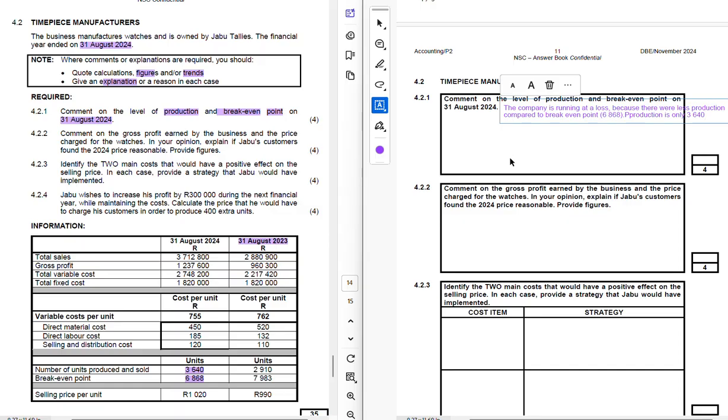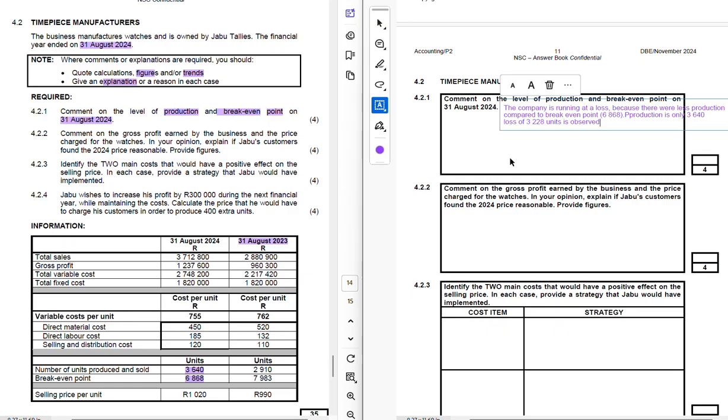And because this is 4 marks, that means you need 2 explanations. The first explanation would explain that we produced less than what we require. Now you have to talk about the loss and the improvement. We are going to make a loss of the difference between the production and the break-even sales. So a loss of 3,228 units is observed. That is what we can see: we are making a loss, and the loss is made up of 3,228 units.